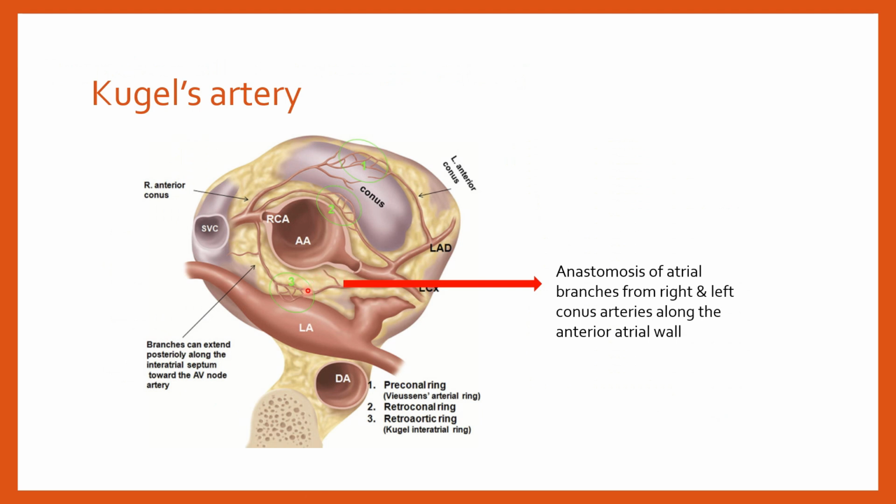An atrial branch of the circumflex artery communicates with a similar branch of the right coronary artery along the anterior atrial wall. So this anastomosis, we call it the Kugel's artery.